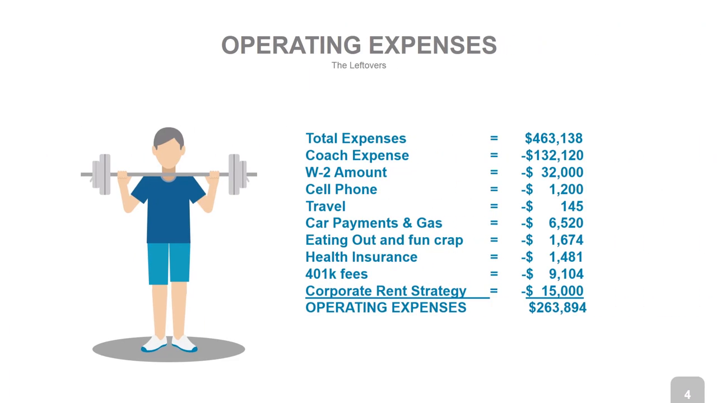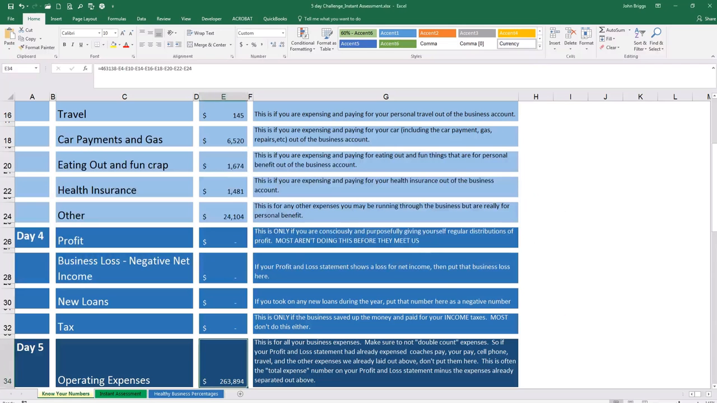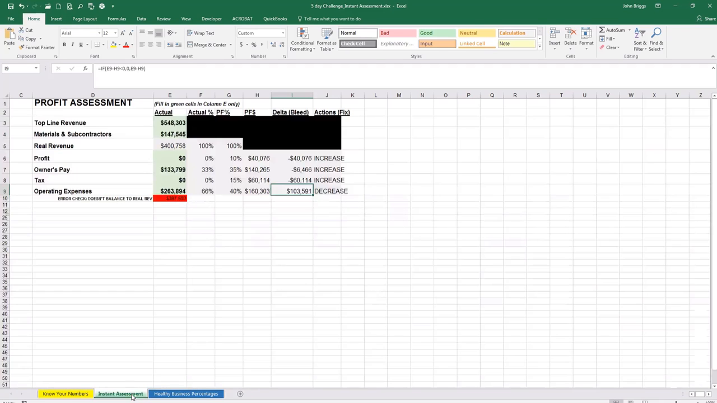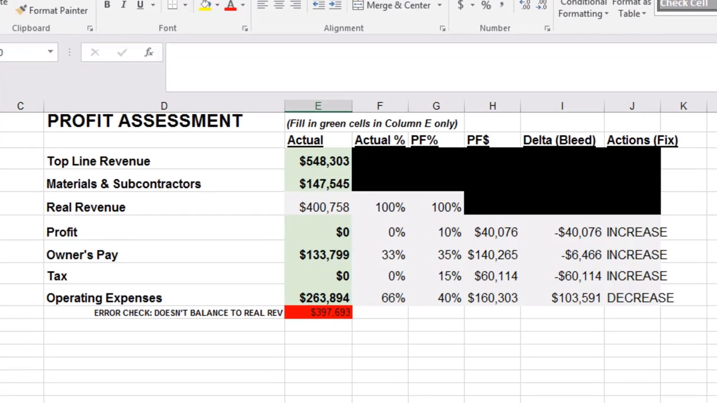Now, most business owners are curious, so you might have already seen this. If you have, that's fine. If you haven't, go ahead and click the Instant Assessment tab down at the bottom. The true purpose of the 5-day challenge was for you to run an instant assessment, because this is the beginning step in taking your cash flow to the next level. This shows you the before and after picture. All the numbers you've entered on the Know Your Numbers tab are here on the instant assessment in the proper spot. So let me walk you through what this form means.